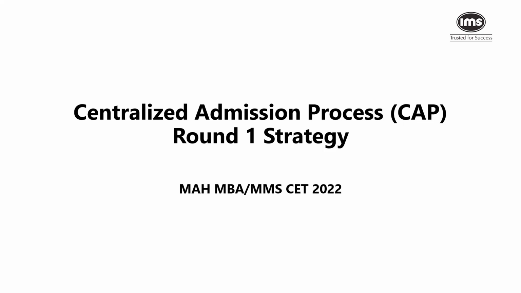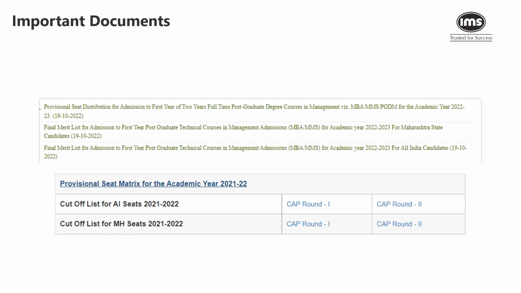So let's get started. A few important things before we get into the exact strategy. The provisional seat distribution, which is nothing but the seat matrix that has been announced, you can find on the CAP website. Go to the CET cell website, then MBA MMS and the CAP round. Through that, you will be able to download this seat matrix, which will tell you how many seats are there in each of the categories in each of the colleges.